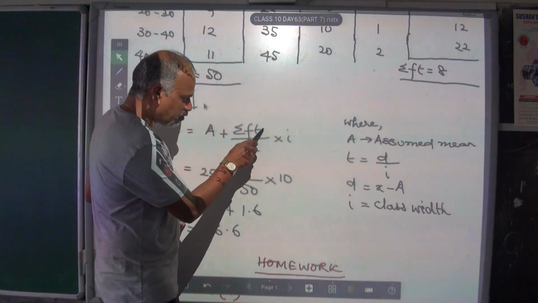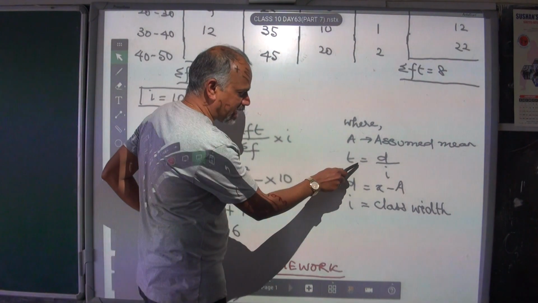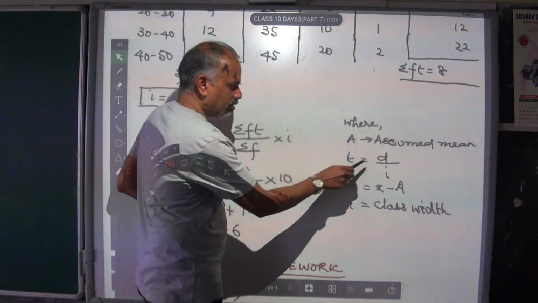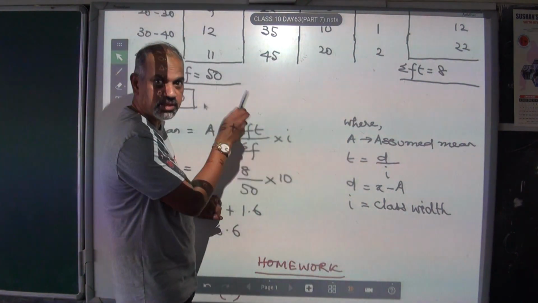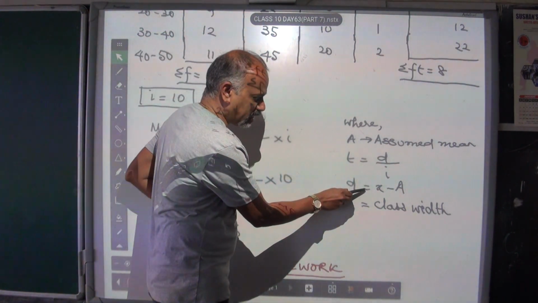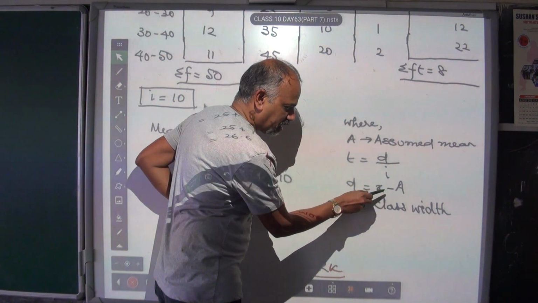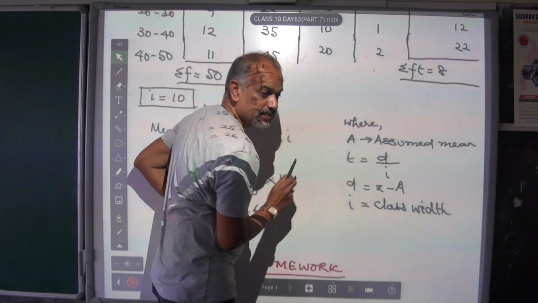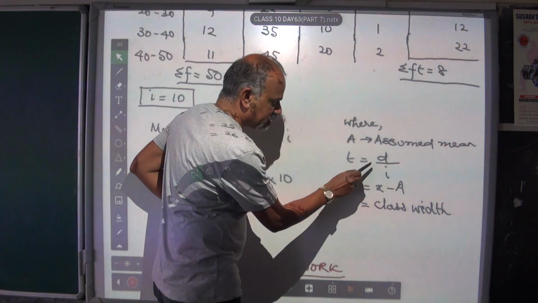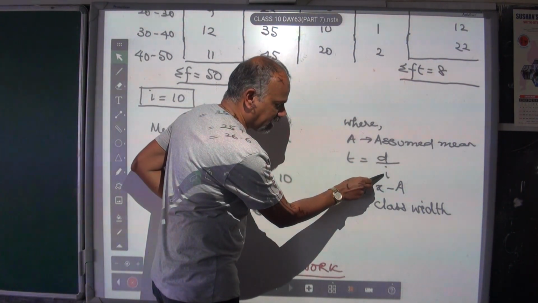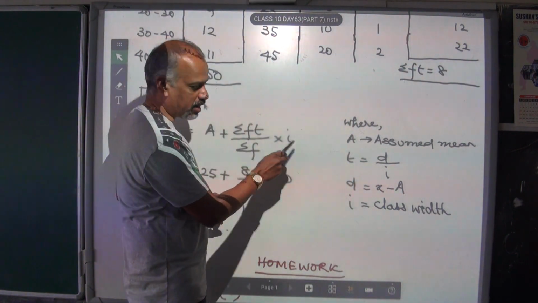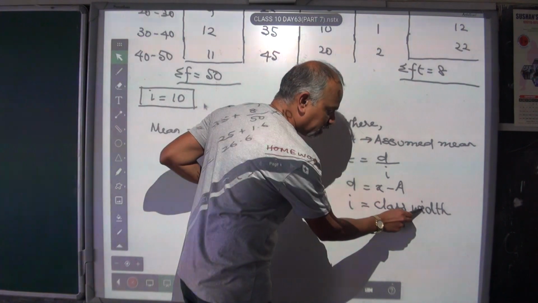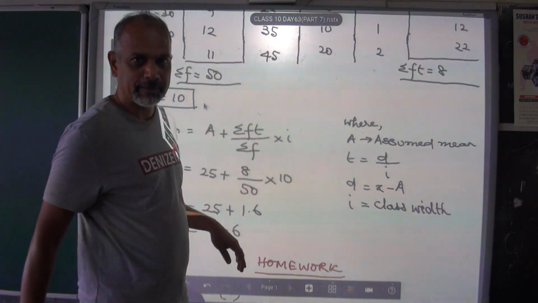The next new thing that you find is T. T is actually D divided by I. Now D you had found in the previous method. D was actually x minus A. That means mid value x minus A, the assumed mean. So you can get D. If you divide D by I, now I is new, I is here, I is also here. I stands for class width, width of each class interval.